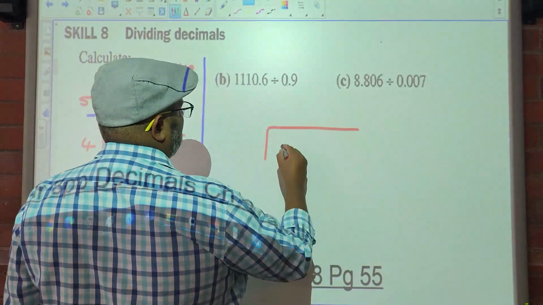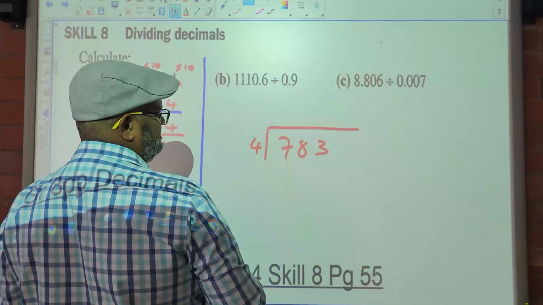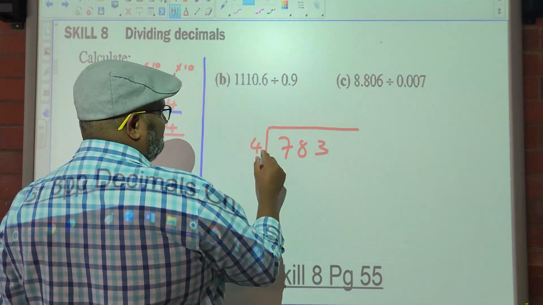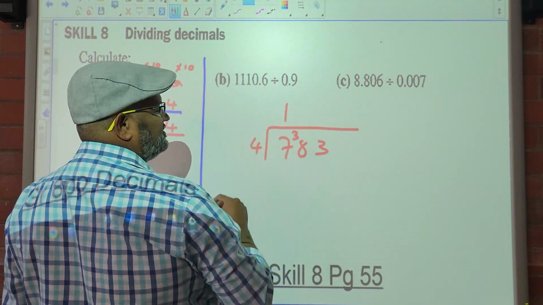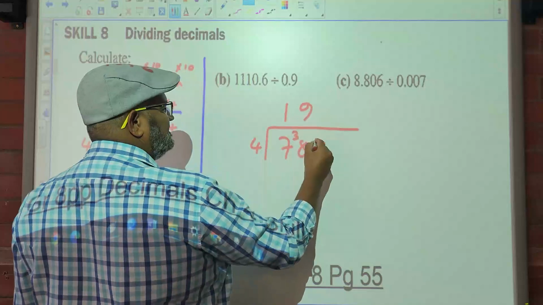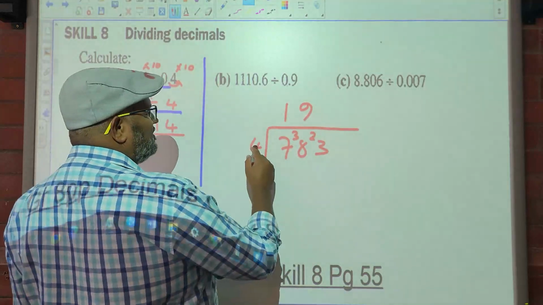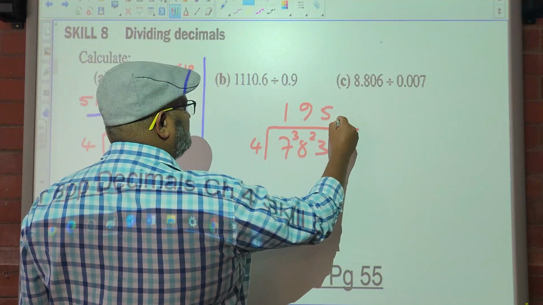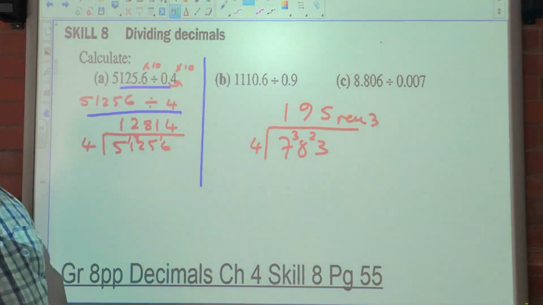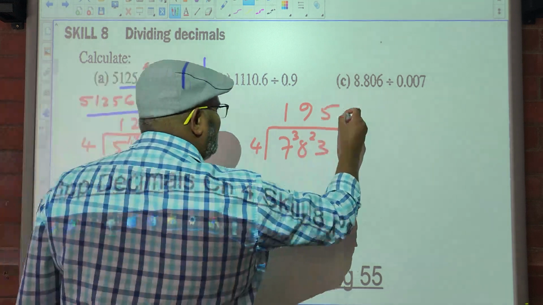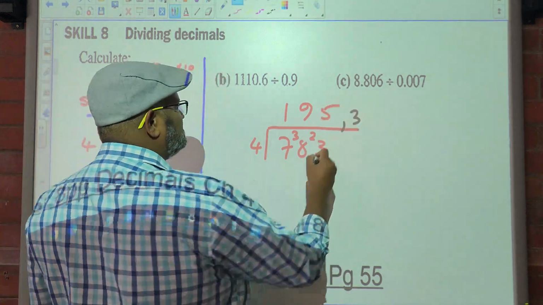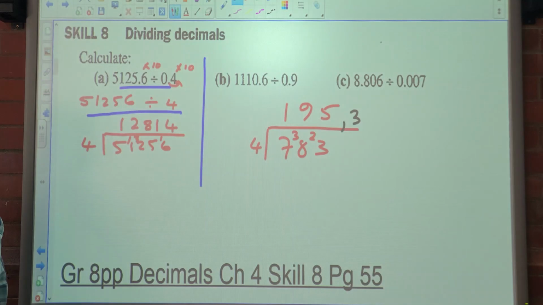If you got 783 divided by 4, let's say that's the sum. Then 7 divided by 4 is 1, remainder 3. 4 goes into 38, 9 times, remainder 2. Now 4 goes into 23, 5 times, remainder 3. But you want to write it as a decimal. It's not going to be safe for us to say comma 3 there. So it's not the same. So what do we do? We add zeros to it.